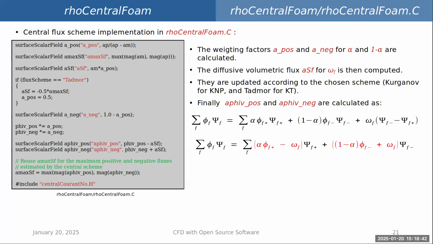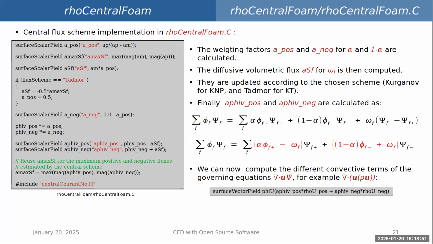So we can now compute the linearized convective terms of the governing equation simply by multiplying by the density-weighted field, as it's done for rhoU here, for example. So you see the aphiv_pos and aphiv_neg here, just multiplied by the interpolated rhoU in the positive direction and the interpolated rhoU in the negative direction.